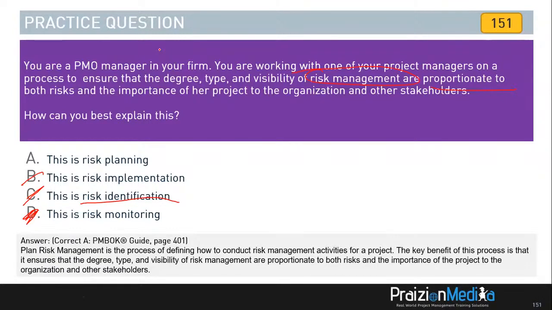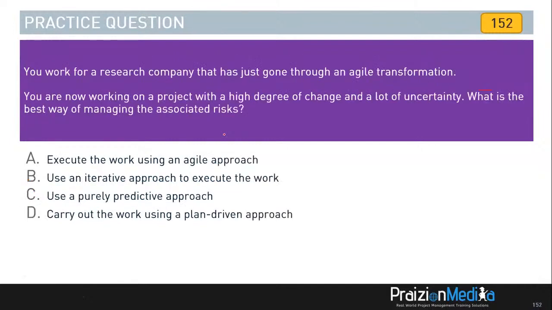Let's move on to the next question. You work for a research company that has just gone through an agile transformation. You are now working on a project with a high degree of change and a lot of uncertainty. What is the best way of managing the associated risks? Is it A, execute the work using an agile approach? Is it B, use an iterative approach to execute the work? Is it C, use a purely predictive approach? Or is it D, carry out the work using a plan-driven approach?